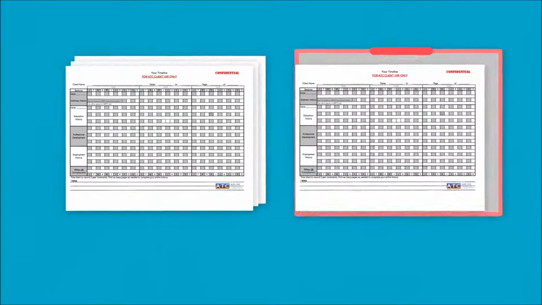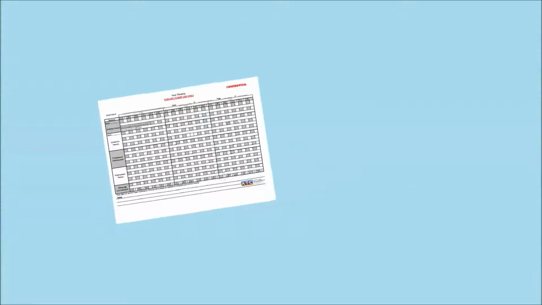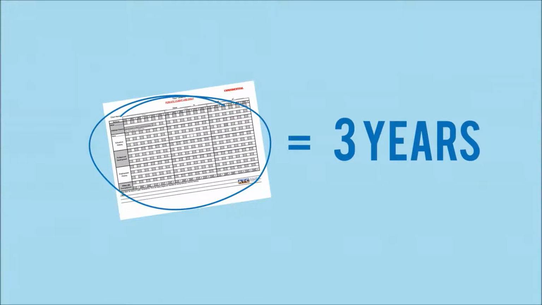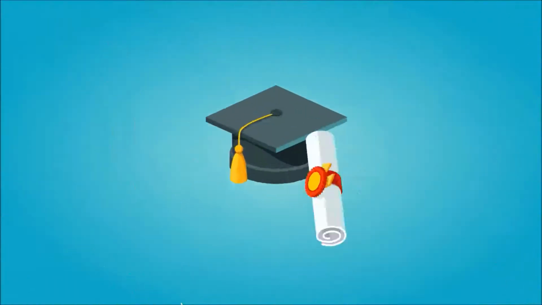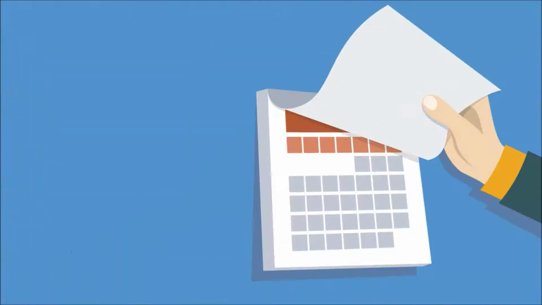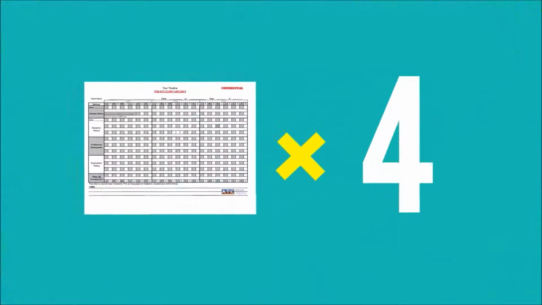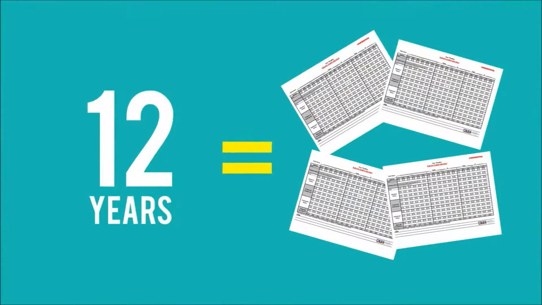Start by printing the appropriate number of pages needed to complete your timeline. Each page of this timeline represents 3 years' worth of data. For most, the timeline will start from your high school graduation date. Suppose it's been 12 years since graduation. You'll need to print 4 timeline template pages, because 12 years divided by 3 equals 4 pages.